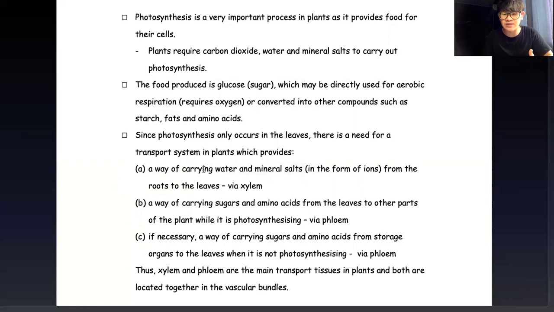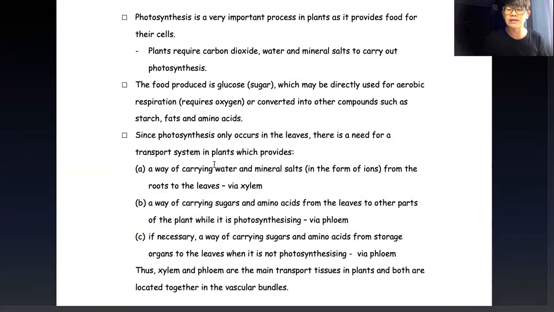Okay, what do they need the transport system for? You can include all of this as the why now. Why do they need a transport system? Number one is a way of carrying water and mineral salts. They need water and mineral salts in order to do what? In order to do photosynthesis, right?